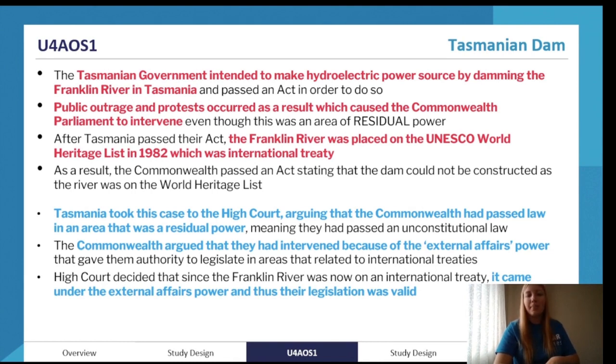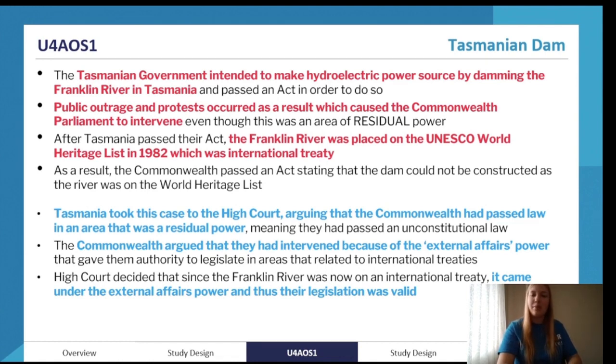And now we have two different acts going against each other, the states versus the Commonwealth, completely conflicting. So Tasmania was not happy with this because they're obviously thinking, the Commonwealth is trying to overpower me and prevent this construction. And they took it to the High Court and argued that the Commonwealth passed law in an area of residual power, so meaning it was unconstitutional.